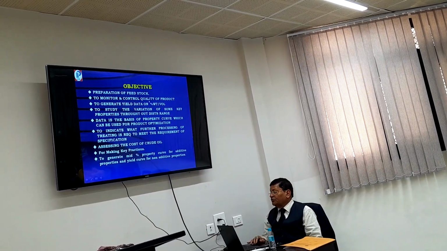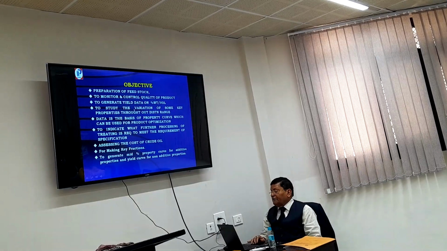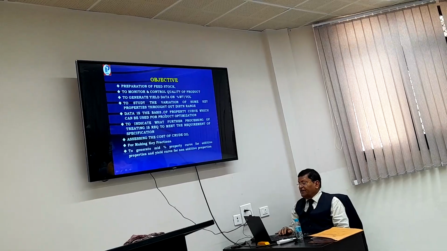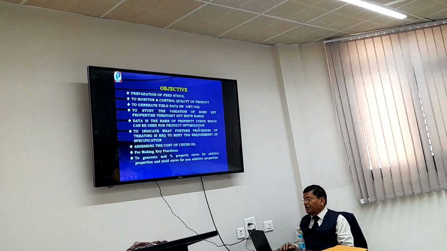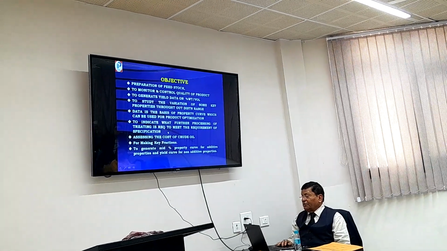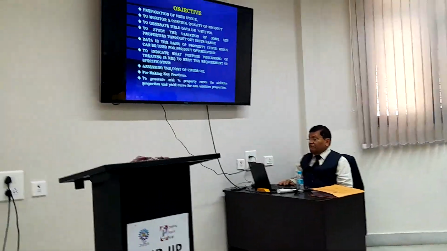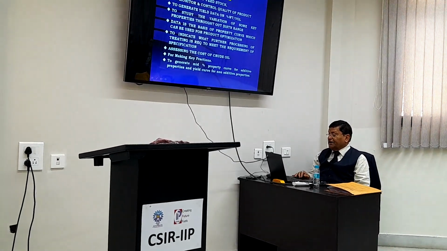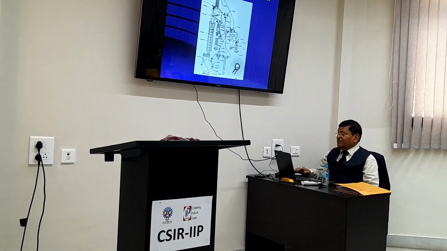To monitor and control the quality of product, to generate the percent yield data on percent weight and volume, to study the variation of some key properties throughout the distillation range. Data is the basis of property curves, which can be used for product optimization, to indicate what further processing or heating is required to meet the requirement of a specification, assessing the cost of crude oil for blending key fractions, to generate and use percent property curve for additive property and yield curve for non-additive property. Already I have explained this.